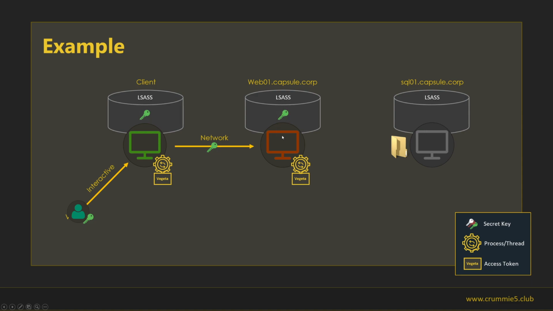Then the service can act on behalf of Vegeta to store those files into the remote folder. The remote system will have an access token and logon sessions, but obviously it won't have any credential cached. But in this case, Web01 does. Okay.